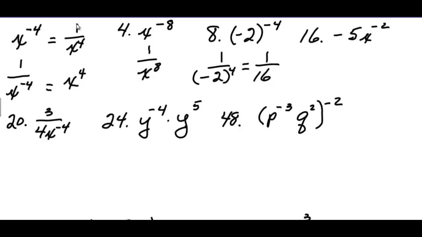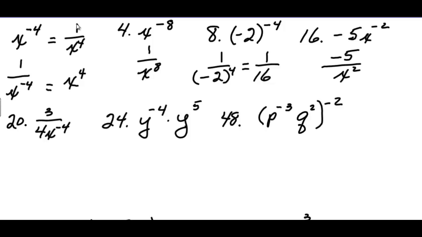Looking at number 16, you'll notice that it says negative 5x to the negative 2 power. That negative 2 power only pertains to the x because that negative 5 is not inside the parentheses. So that negative 5 just stays there, and now it becomes over x squared. You have to be careful about what you're moving. You only move what that negative power relates to. In this particular case, it was only the x and not the 5.